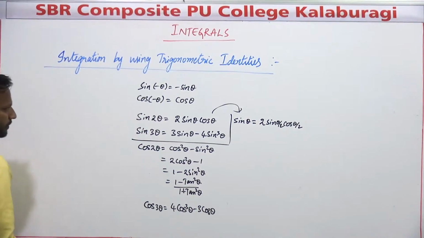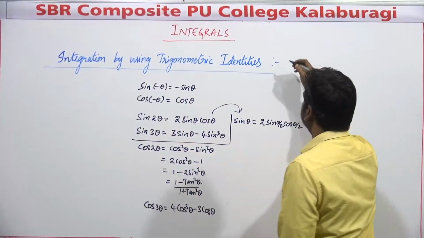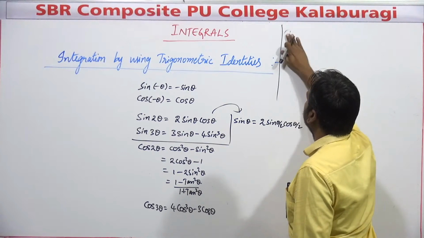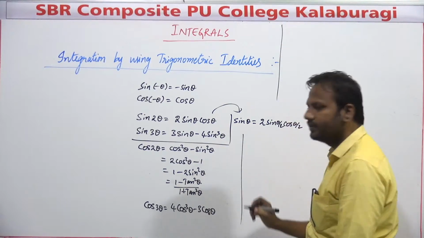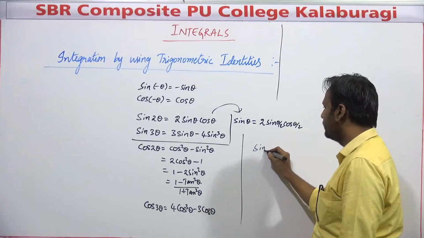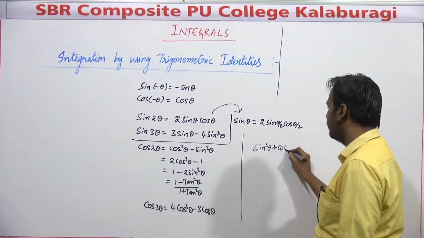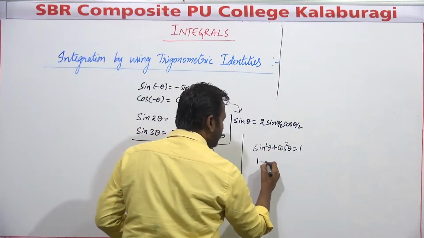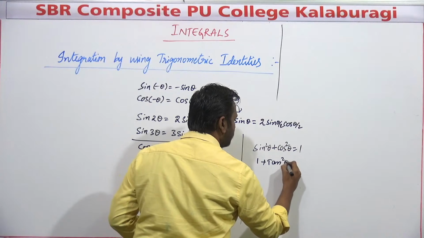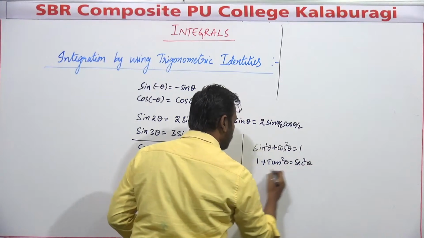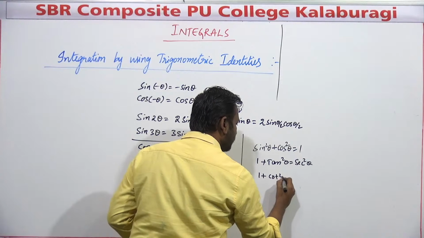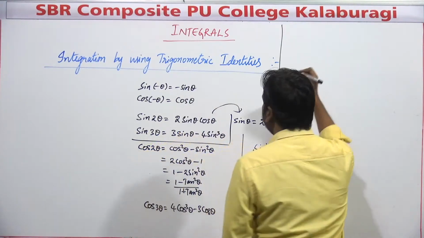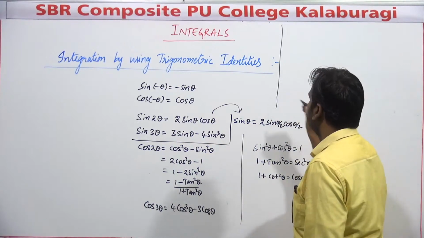These are the formulas you have to remember, right? And some more formulas here. Let me write here. And trigonometric identities also. What are the trigonometric identities, students? Sin square theta plus cos square theta is equal to 1. You know the trigonometric identity. So 1 plus tan square theta is equal to secant square theta. 1 plus cot square theta is equal to cosec square theta. And some more important things here, right?